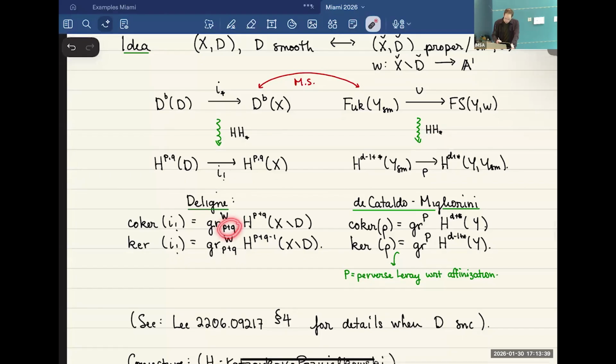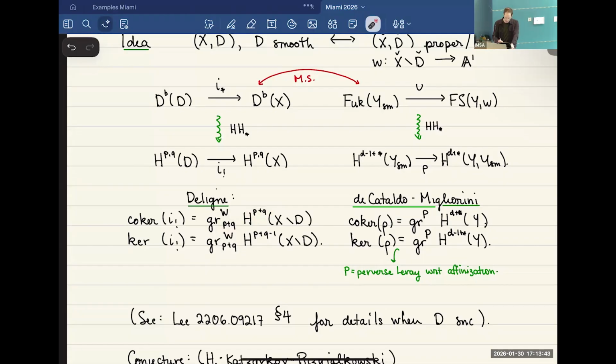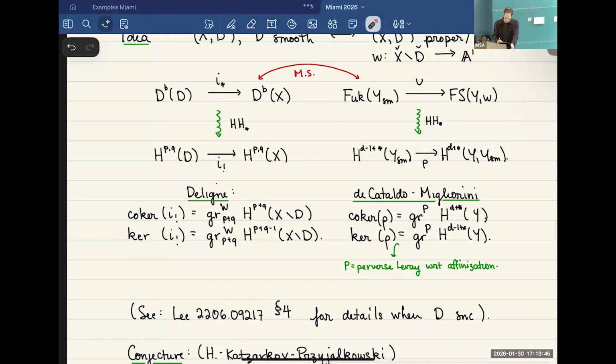P plus Qth weight graded piece of H^(P+Q). And the kernel is just the P plus Qth weight graded piece of the (P+Q-1)st cohomology. And so these pieces give you parts of the weight filtration. In fact, if you take all these maps together, that literally just gives you the weight filtration on the cohomology in this case. So in this particular case, the weight filtration is very direct and straightforward. There's nothing really complicated going on here, just because the divisor D is smooth.